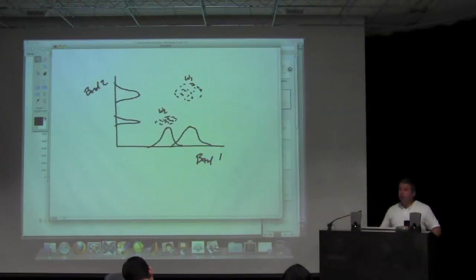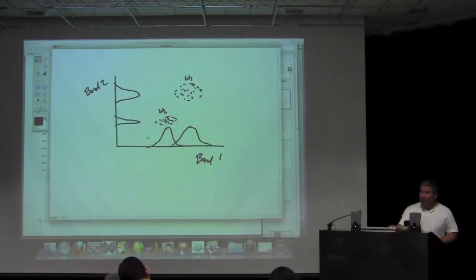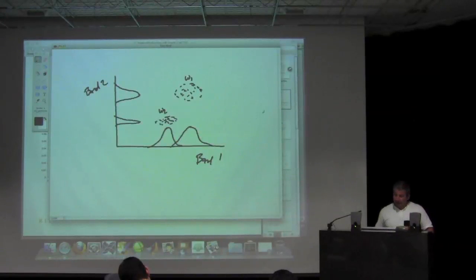All right, so if those were your only two choices, those two bands, which band would you pick? Yeah, band 2, right? Because you've got no overlap. You have nice separation between these two classes in band 2. Right, so this overlap region is the problematic area, and that's where you get confusion. So what you'd like to do is minimize the amount of overlap you have between classes.